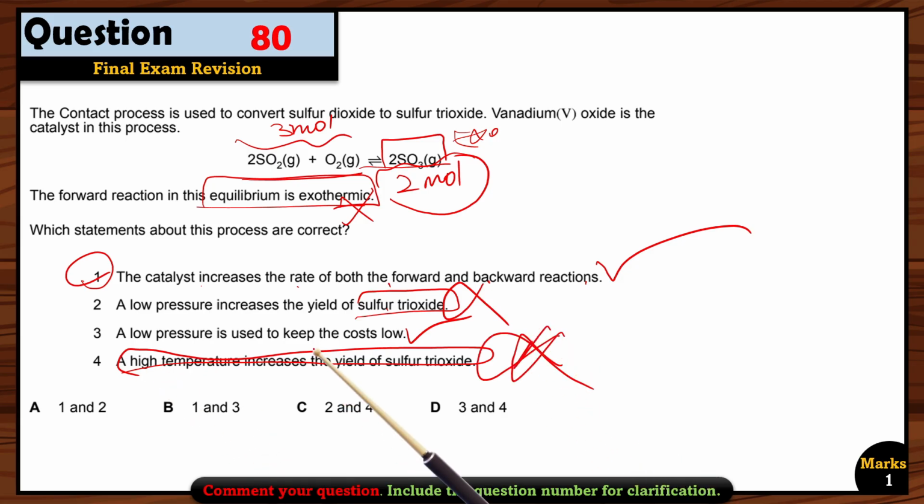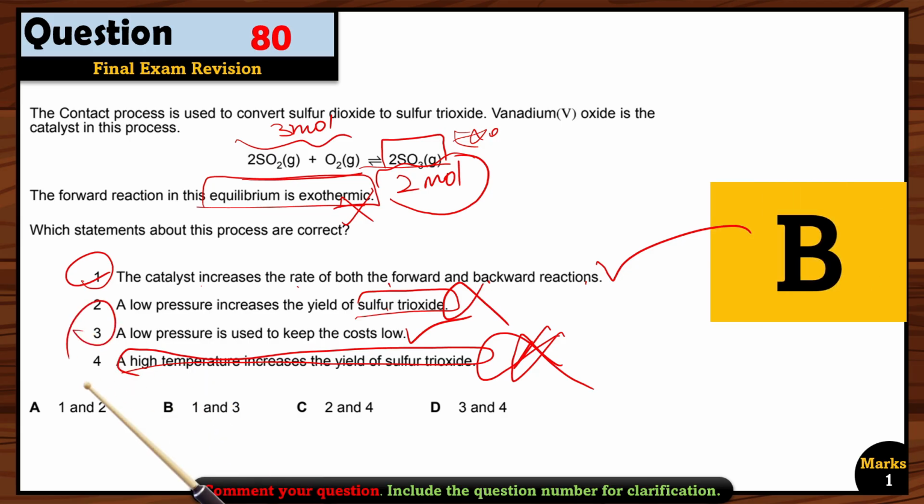A low temperature will increase the yield of sulfur trioxide. Okay, you can get a high rate of the reaction by increasing the temperature, but the yield can never be increased if the reaction is exothermic. So you will always get a lower yield. So which option is the only right option? Option 1 and 3. So option B is the correct option.